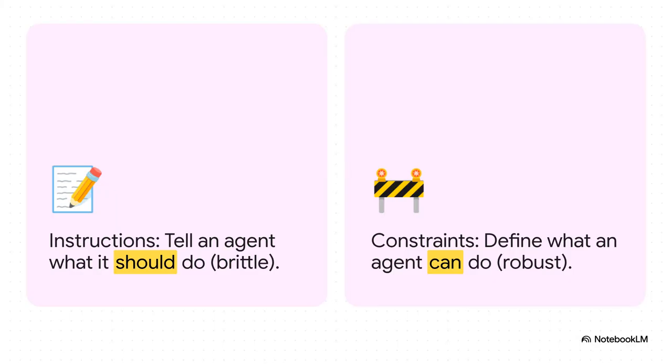A really key insight at this level is this shift from giving instructions to setting constraints. If you tell an agent a step-by-step plan, it's brittle. It'll get fixated on that list and won't adapt. It's so much more robust to just define the boundaries of what it can do and the tests it absolutely must pass. You give it the goal, you give it the guardrails, and then you let it figure out the best path on its own.